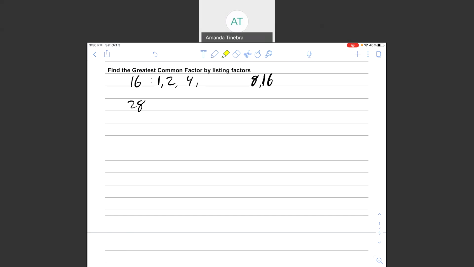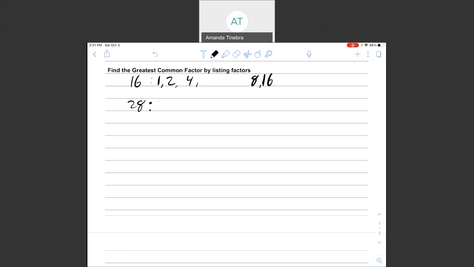And I know I have this big gap here, but I left that there because I was making space for if there were more factors. And it's okay that there's a gap there now. Now I'm going to do the same thing for 28. I want to come up with pairs of numbers that are going to multiply to give me the number 28.